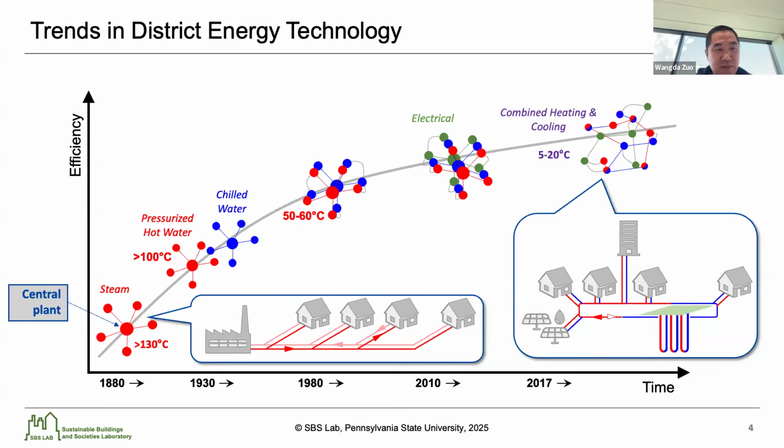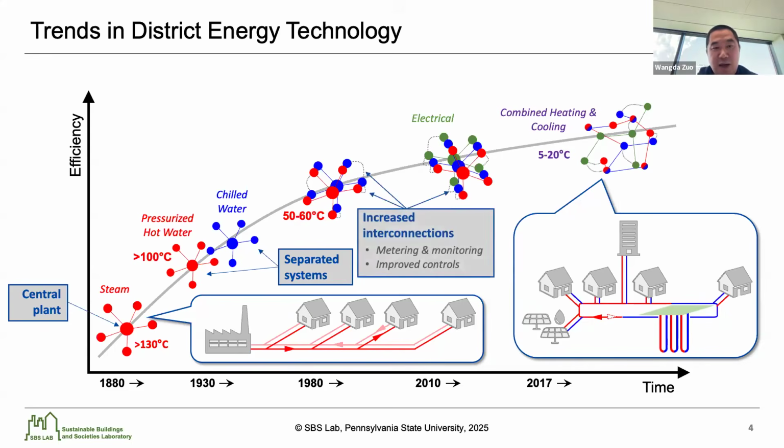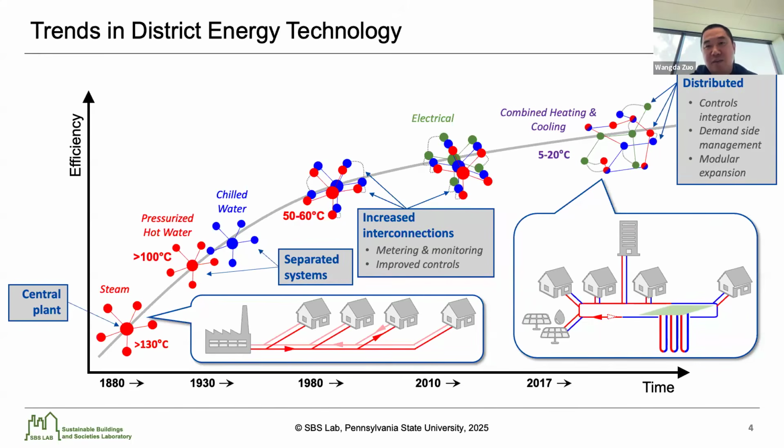When you have a steam-based heating system, you need central plants. Like at our Penn State campus, we have a big boiler plant that provides steam. When you add district cooling, you have chiller plants and boiler plants, which are two separate systems. When we start to reduce the temperature of the heating medium, we can start to see the systems get integrated, and you need more complex sensing and controls.